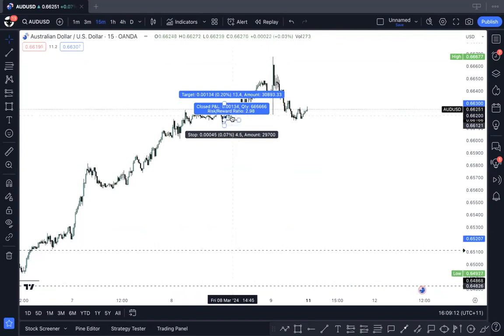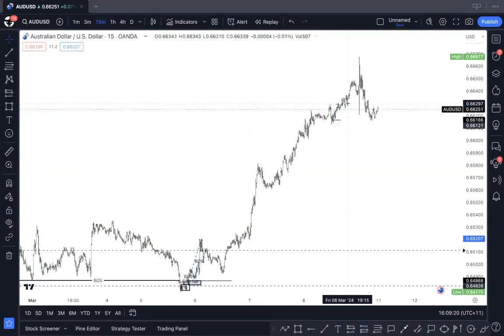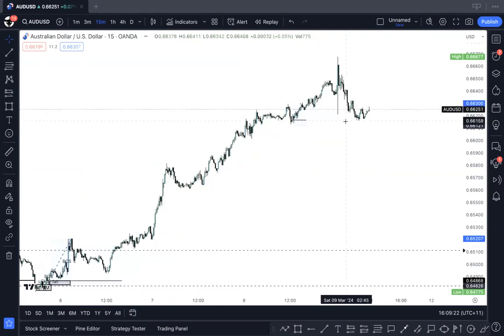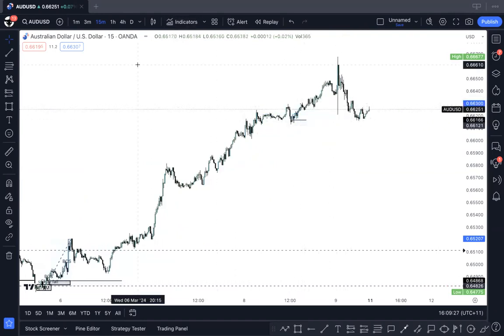And then when was this? Was this Friday? Yeah, it was. So this really nice short one. Probably could have held it a little bit longer. Probably should have, but nice, nice little trade there.